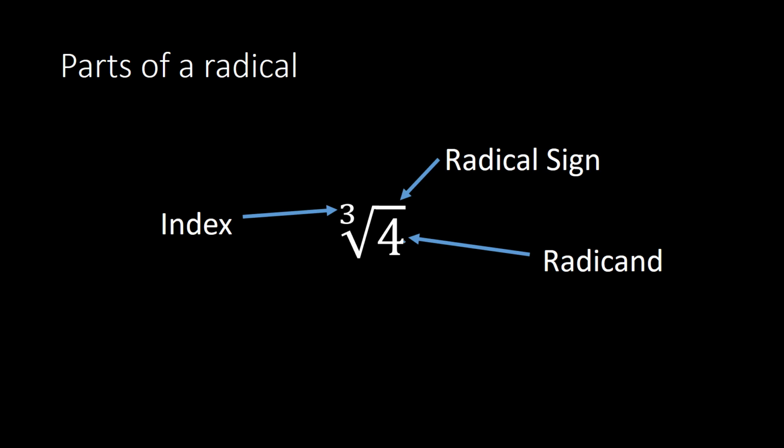So the part inside the radical is called the radicand. This is a radical sign, and then this number right here on the outside is called your index. Make sure you have those parts memorized. The main terms that I'll be using are index and radical sign. I don't usually use the word radicand too much, but do be aware of that term as well.